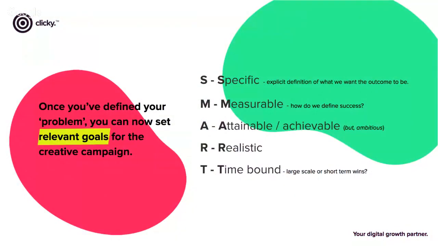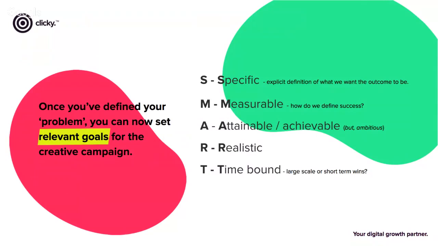And then in terms of the impact, once you've defined your problem, you can now set relevant goals for your creative campaign. We use a lot of these in Clicky, and a number of clients do use these as well. They're called SMART targets. You need to be explicit in the definition of what you want the outcome of this campaign to be. If you're looking at extending the lifetime value of customers, changing your brand perception from premium to luxury, or encouraging cross-selling of products, you need to be absolutely explicit about what you want to achieve to offset the problem that you've identified.